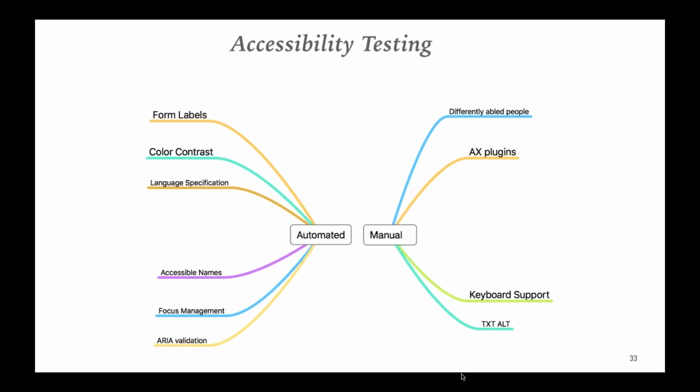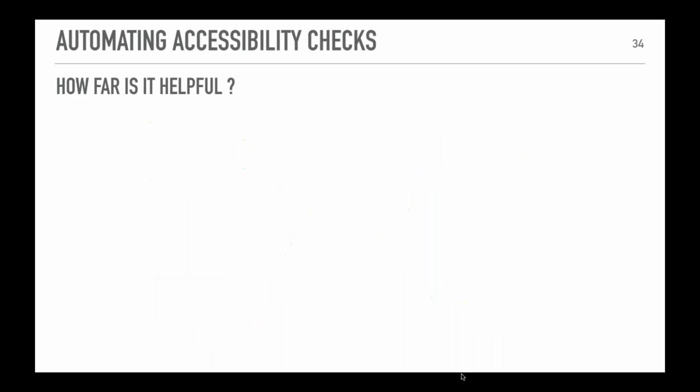But with automation, you can check features like whether form labels are correct and color contrast is good. The colorblind simulation example we just saw is one example of color contrast. You can also check whether the language specification is right, whether the ARIA validation is good, and focus management and accessible names. These are the different ways that we can test, and there is no proper tool yet. As you know, one tool can't do all the things that you want. So let's not expect the tool to do everything for us, particularly with accessibility.